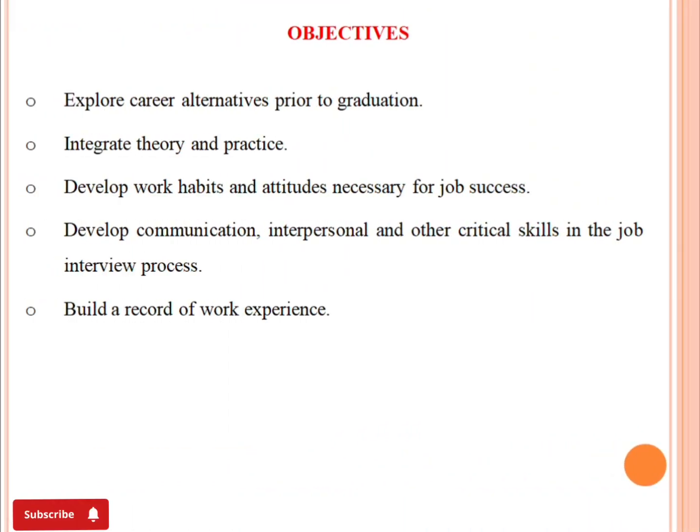Coming to the objectives: to explore career alternatives prior to graduation, to integrate theory and practice, develop work habits and attitudes necessary for job success, develop communication, interpersonal and other critical skills in the job interview process, build a record of work experience.